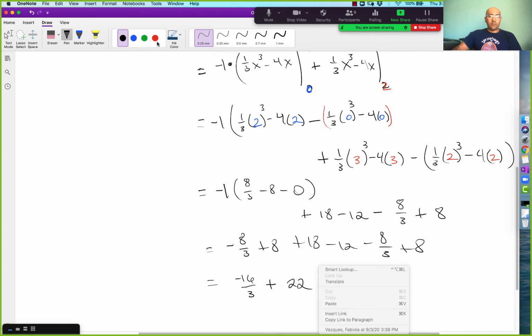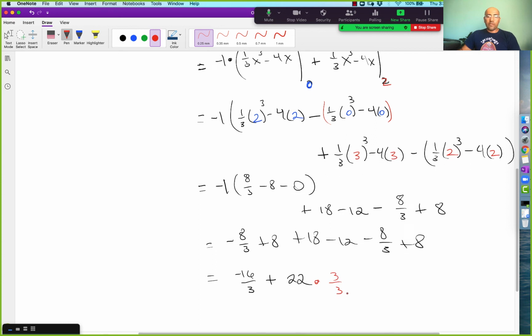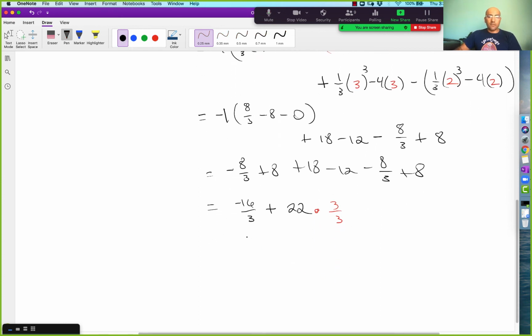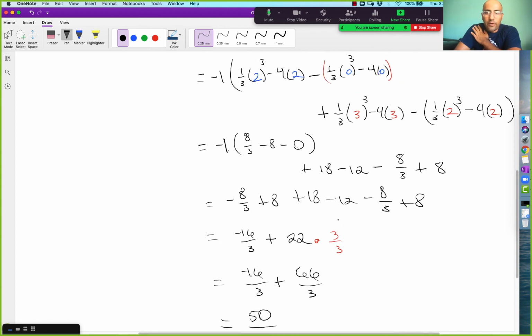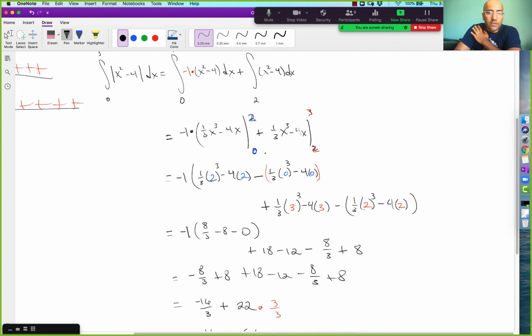And if we rewrite this with a 3/3, we get to 66 minus 16/3 plus 66/3, which gets you to 50/3. Uh-oh, that's not the right answer. So, what did I do? 50/3, that's the wrong answer. Did anybody catch where I made a mistake? I made a mistake somewhere.